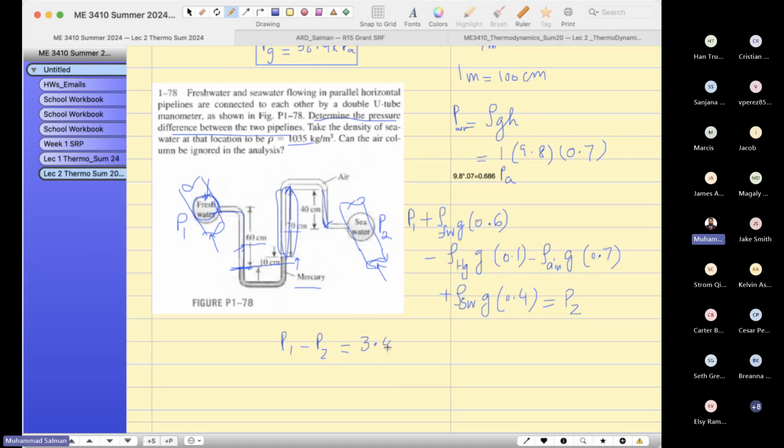If you do the math, you should get 3.4 kilopascals. I'm not doing the whole calculation to save time, but before I move forward, do you understand up until here? And for the air pressure, the one I talked about, it is 0.686 Pascal. In kilopascals, that is equal to 0.0069 kilopascal. So yes, for air, that column can be ignored as compared to the large value of 3.4 kilopascals.